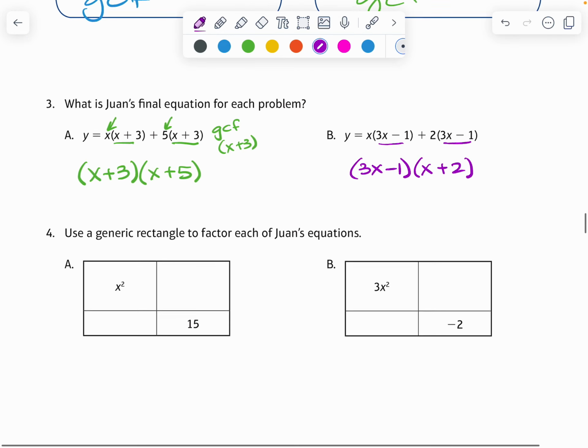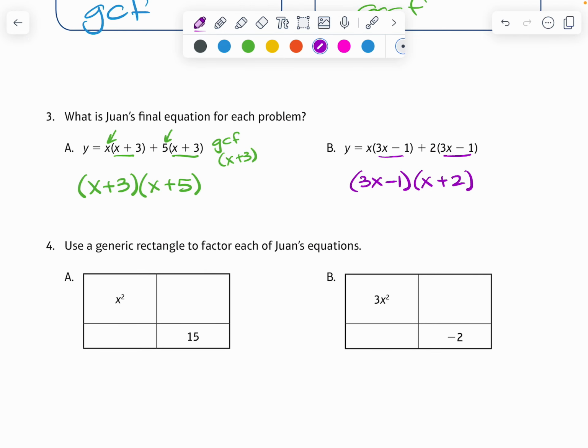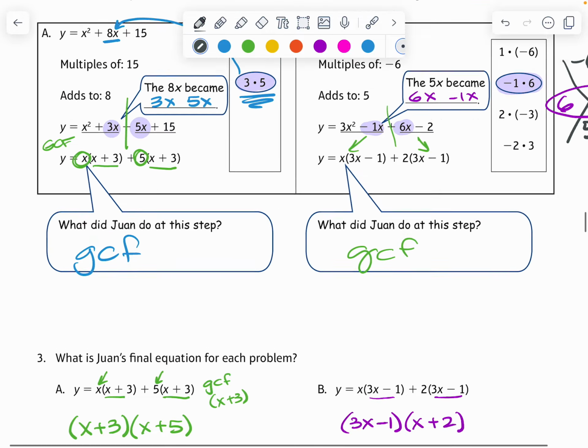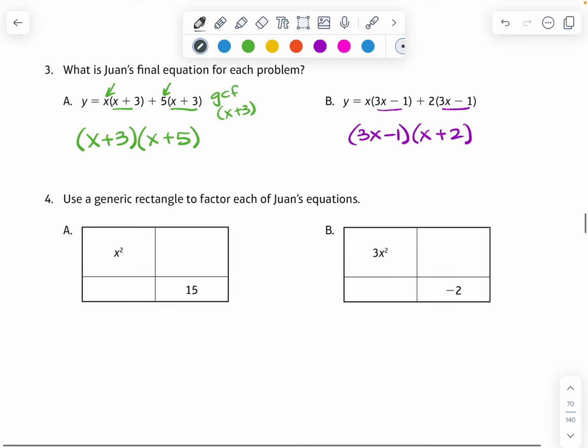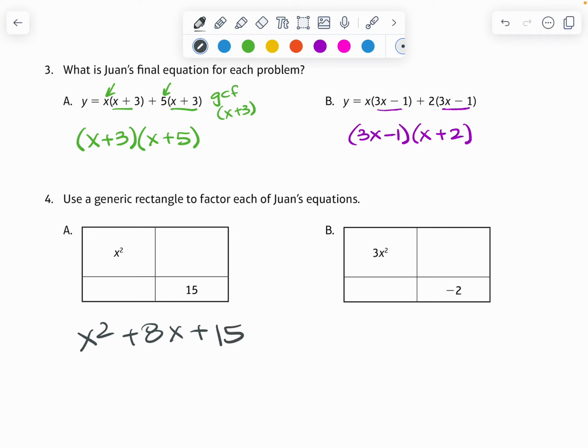All right, let's look at this. Use a generic rectangle to factor each one of Juan's equations. So if I go back up to that x squared plus 8x plus 15. All right, I want this to equal x squared plus 8x plus 15. So there's my x squared and my 15. I need this diagonal to add up to 8x.